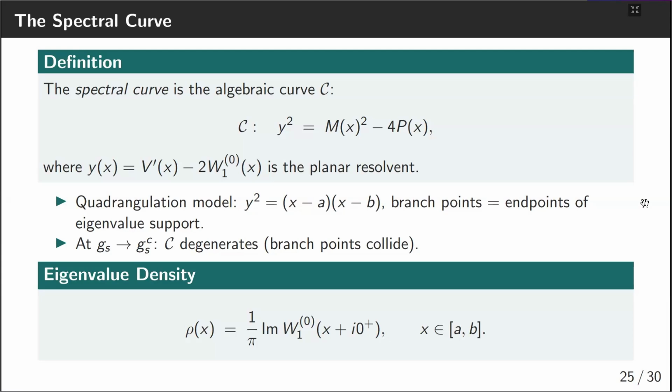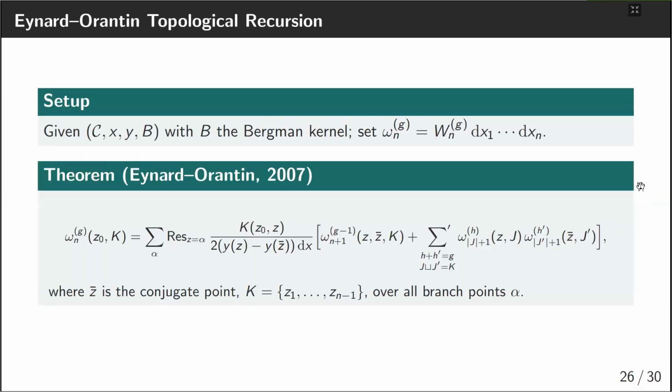So that we can see the eigenvalue density. This is the eigenvalue density in this case. X is in the interval [a, b], and rho(x) is the density. Because it's a spectral curve, we wanted to know the eigenvalue density so that we can solve for this equation.